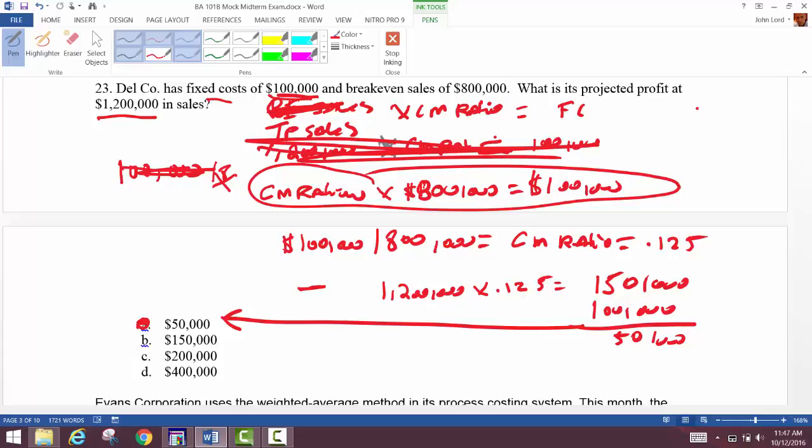You take the 100,000, contribution margin ratio times the 800,000 equals what? Equals 100,000. I don't know what the contribution margin ratio is, but contribution margin ratio times my 800,000, which is my break-even sales, is going to equal my fixed cost here, isn't it?